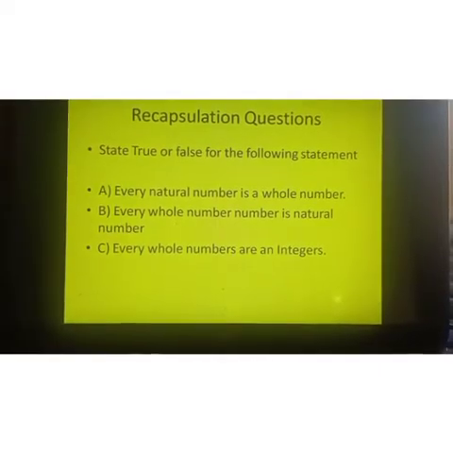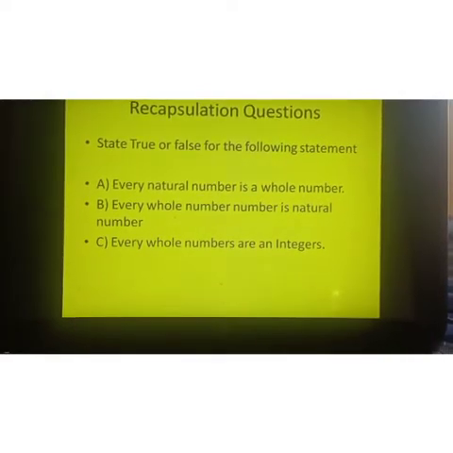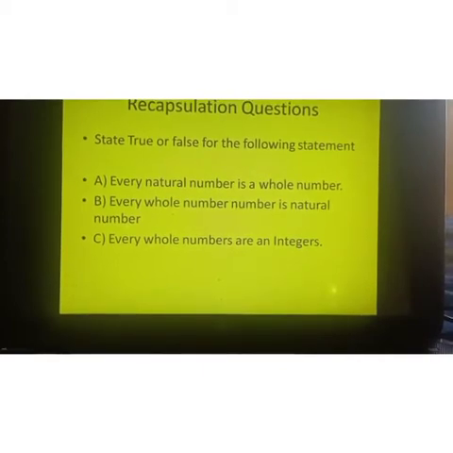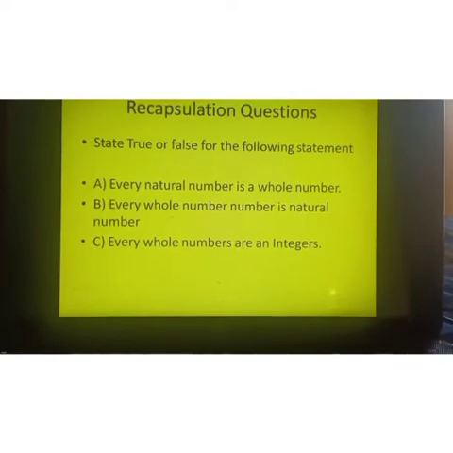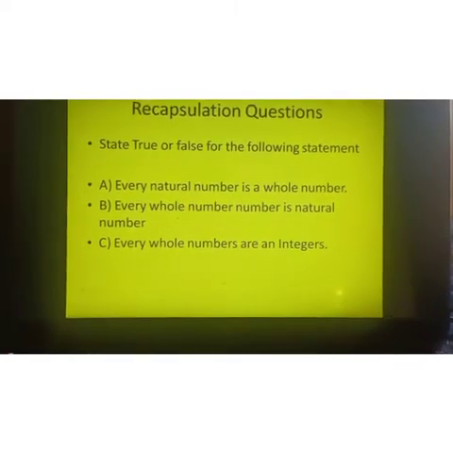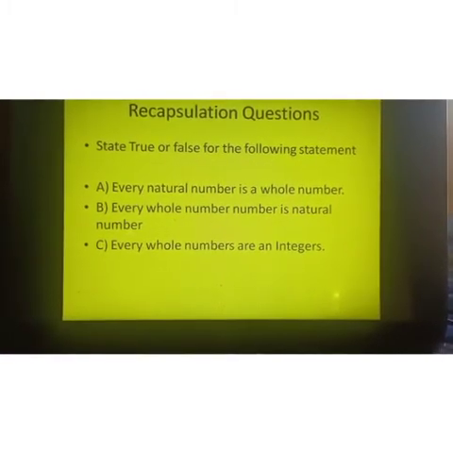So let's do the recapitulation question. State true or false for the following statements. First: every natural number is a whole number. Yes, every natural number is a whole number, because all the numbers included in the natural numbers are included in the whole numbers also. Let's take a simple example, 2. 2 is a natural number and 2 is a whole number also. So every natural number is a whole number.